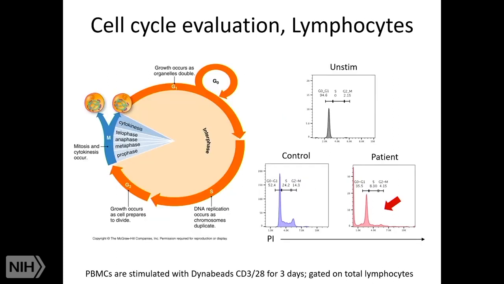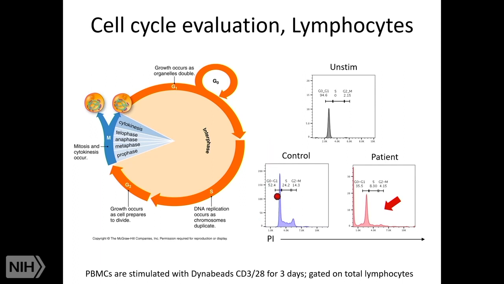Cell cycle, that's another thing that has been associated with particular primary immunodeficiencies. So here, if you remember from high school and med school, you have G1, where the organelles double, then you have S, synthesis, G2, and then the metaphase. And you can track that by flow.